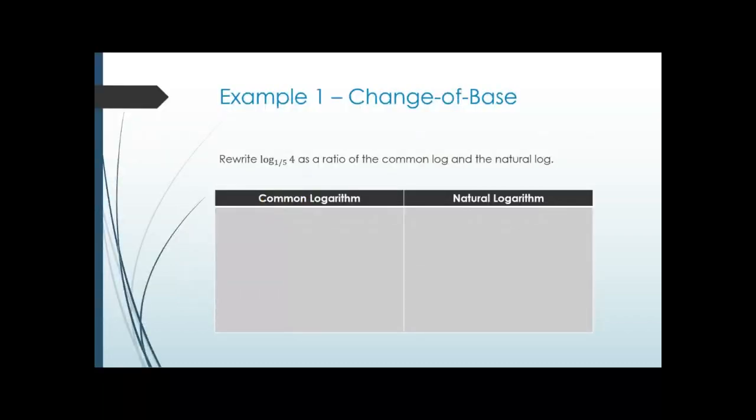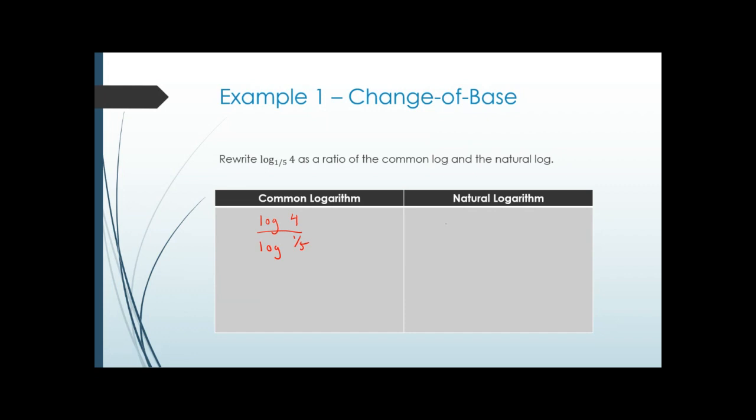So here's some examples. So we're given log base 1/5 of 4. And so we want to use the change of base formula to rewrite this as a ratio of the common log and the natural log. So I'm going to show you how to rewrite it for both. And then I'm going to show you that you get the same answer using both methods. So if we want to rewrite this using the common logarithm, the top common log is base 10. So the top is going to be just log 4. Just ignore the base. And the denominator would be the log of 1/5, whatever that base is.